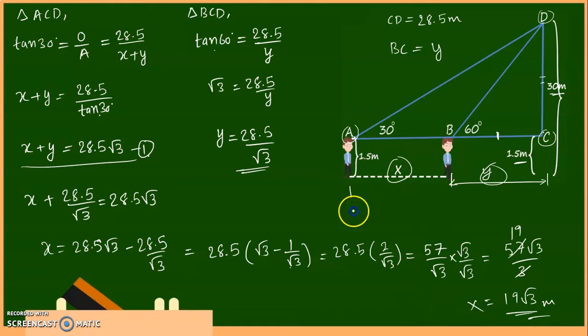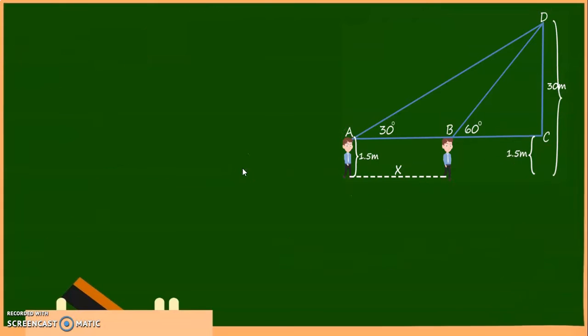The distance traveled by the boy is equal to 19 root 3 meters. So this way, by drawing the figure according to the question, we can solve the questions easily. Let's see the next question.